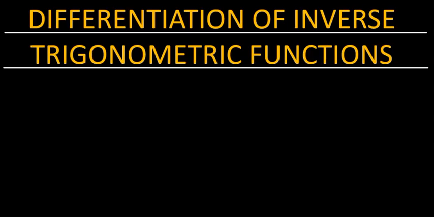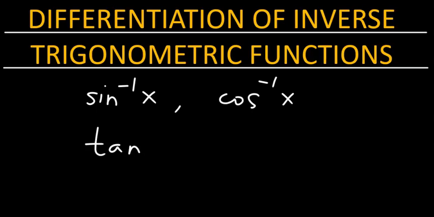Let's look at how to differentiate inverse trigonometric functions. Now, what are the examples of inverse trigonometric functions? Functions such as inverse sine x, or inverse cosine of x, or inverse tangent of x, inverse cotangent of x, and so on.